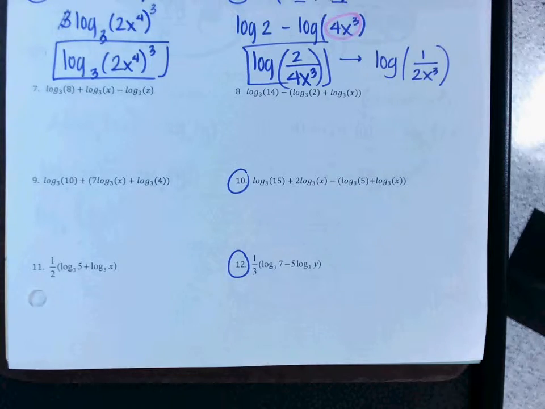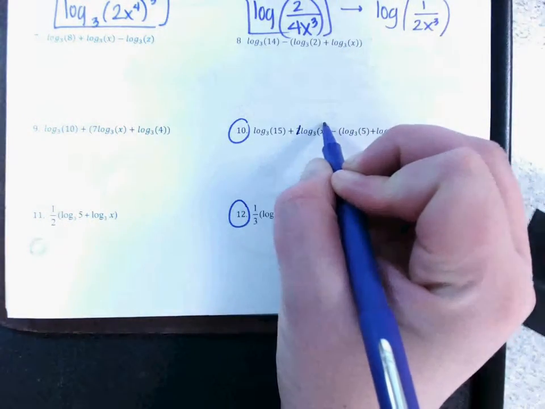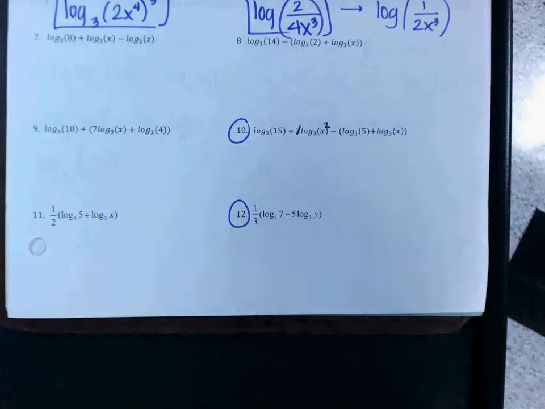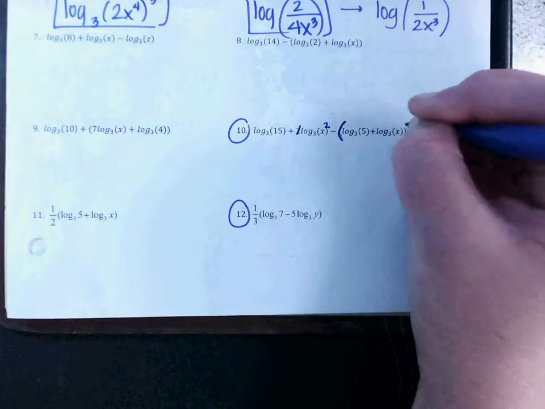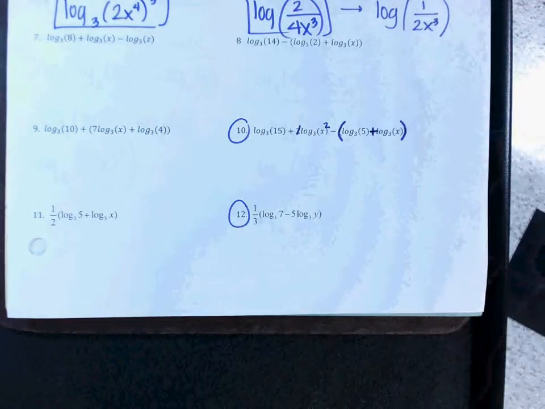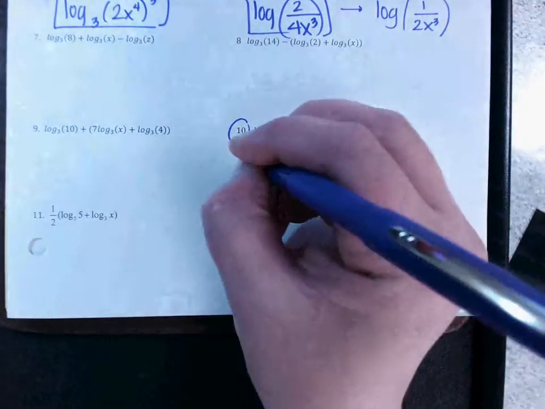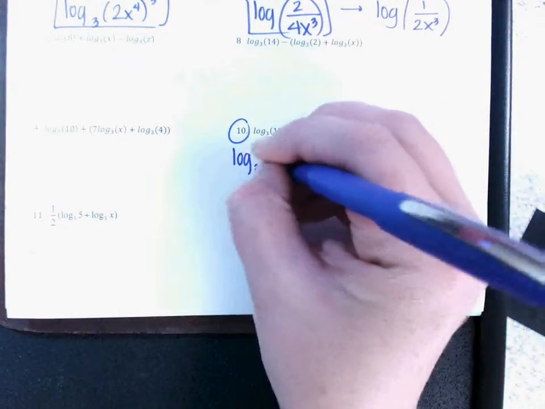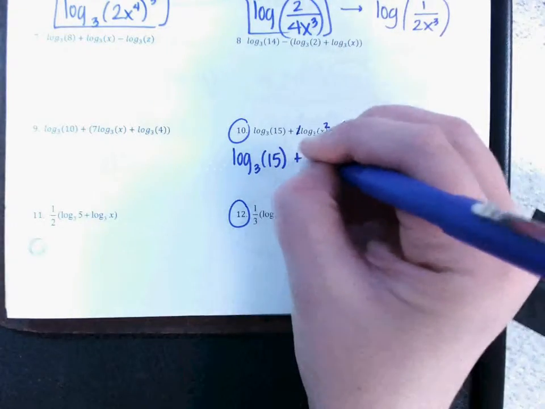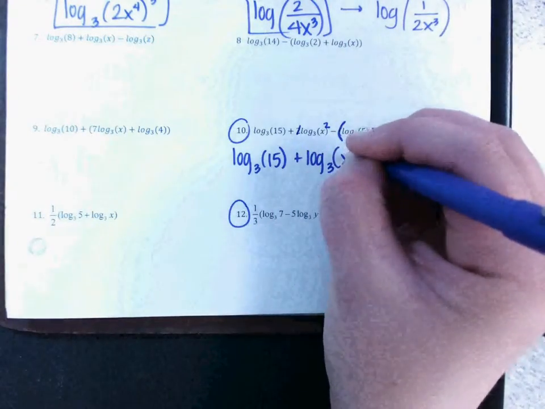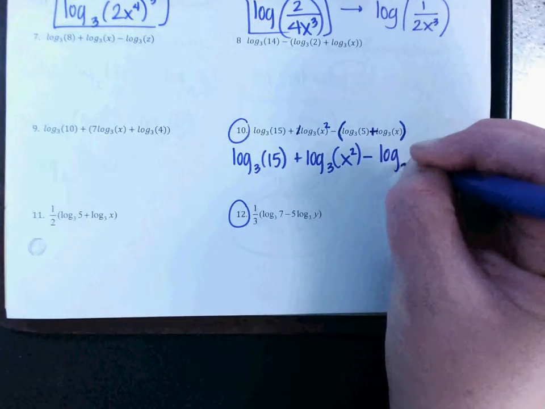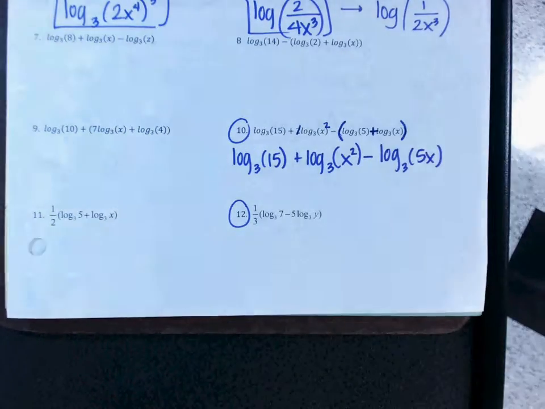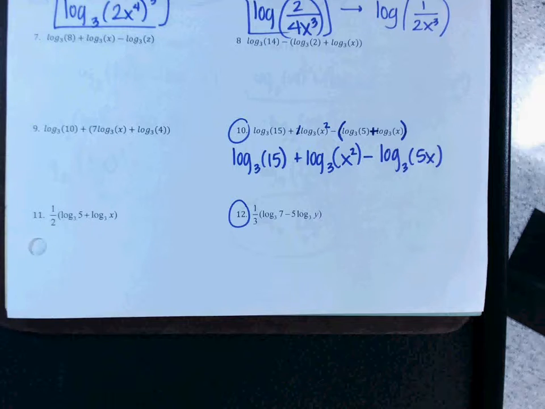What needs to happen first? Okay, parentheses. And I'm going to go ahead and move this 2 at the same time and make that an x squared. Then my parentheses here. In the parentheses I'm adding, that means I'm going to do what with 5 and x? Multiply. So I have log 3 of 15 plus log 3 of x squared minus log 3 of 5x. Because I'm multiplying 5 and x together in the parentheses.